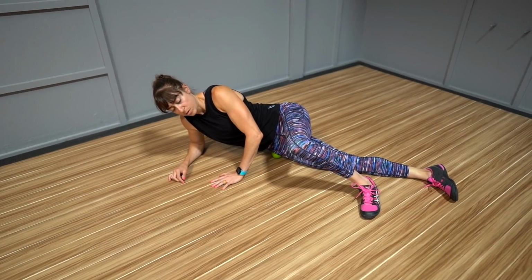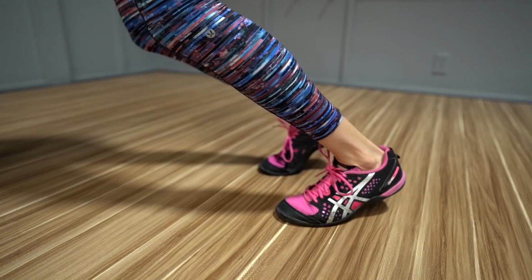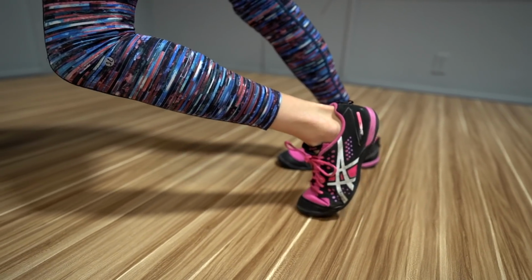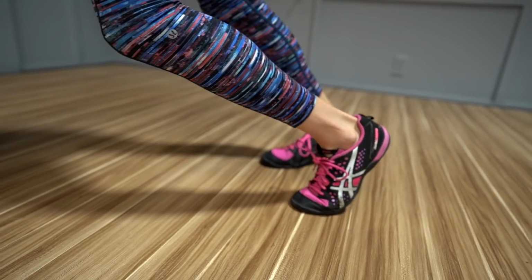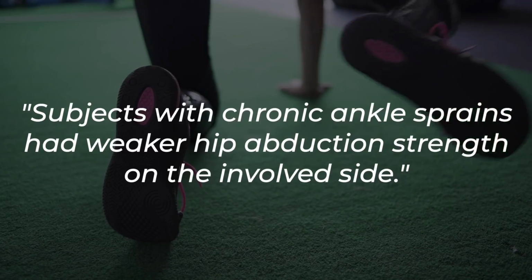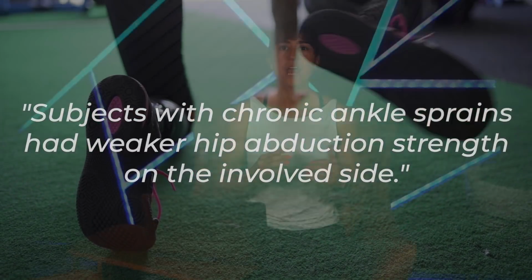It's why you need to make sure to reestablish that proper mind-body connection. And in the case of previous ankle injuries or issues, that means addressing not only your ankle mobility and stability, but also the impact that ankle injury had on your glutes. A 2006 study found that subjects with chronic ankle sprains had weaker hip abduction strength on the involved side. We have to remember that everything is connected, and perpetual overuse leads to issues over time.